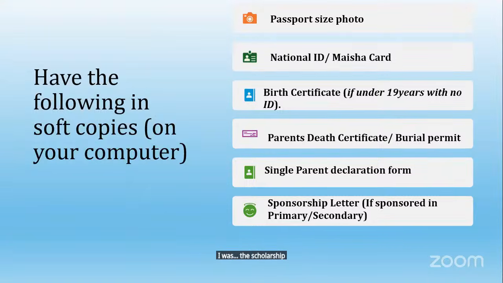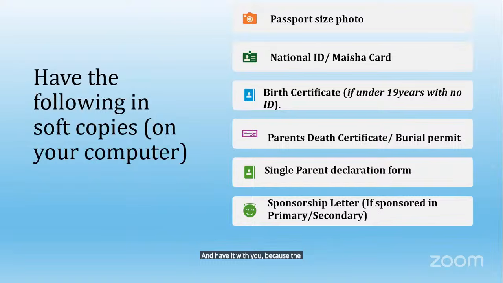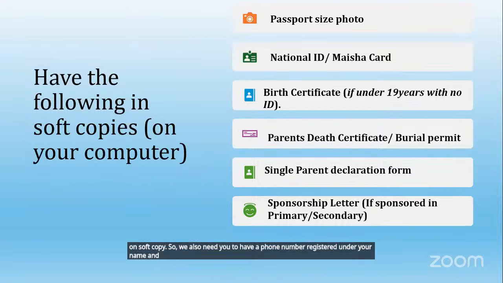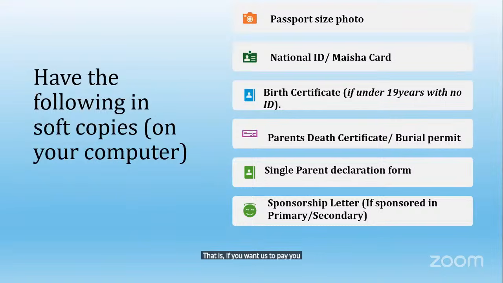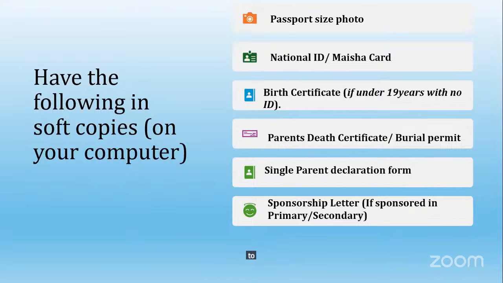Then we do have the scholarship letter for students who have been sponsored either in primary or in secondary school. So if you were sponsored, kindly get that letter and have it with you, because the applications should be opened this July. So please ensure you have these documents on soft copy. We'll also need you to have a phone number registered under your name and ID. That is, if you want us to pay you your money to the mobile option. If you want us to pay your upkeep money to the bank, then you will provide us with the bank details that you need us to send the money to.